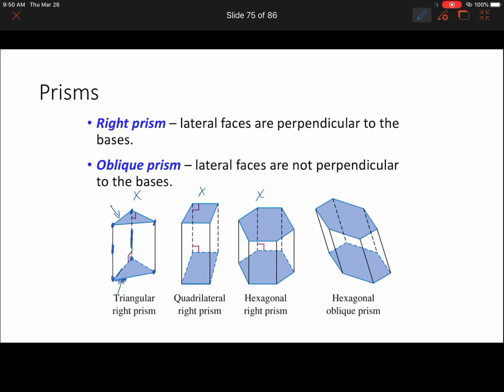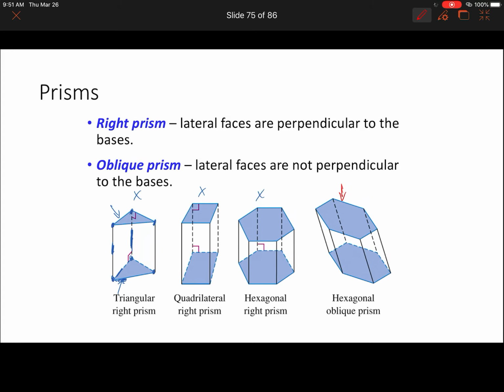Now, what you also notice is that the lateral faces are all rectangles. Because if all these lateral faces are perpendicular, then they're going to be rectangles every single time. But if you'll notice, this last example is what we call an oblique prism. So this one is a hexagonal oblique prism. What it means is that your lateral faces are not perpendicular.